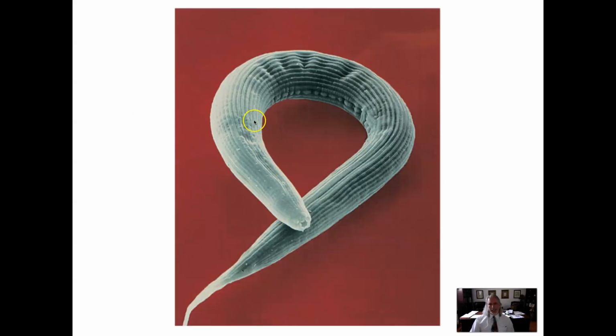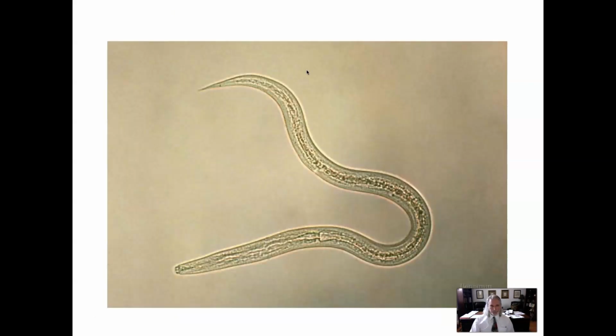Okay, this is a scanning electron micrograph of a nematode, and these long ridges that run this way, those are the longitudinal muscle. So as they contract, it's going to cause it to thrash back and forth. Okay, electron micrograph of a nematode. This is a vinegar eel.